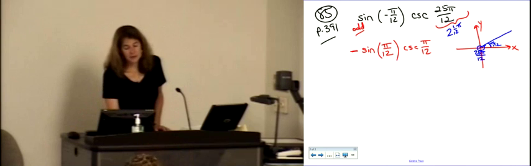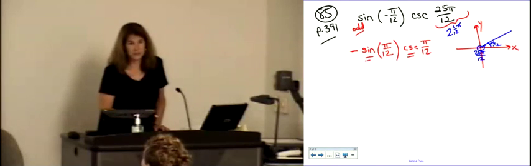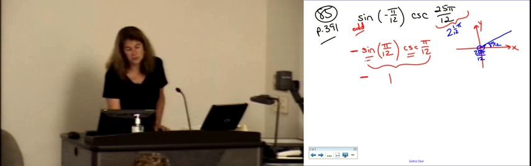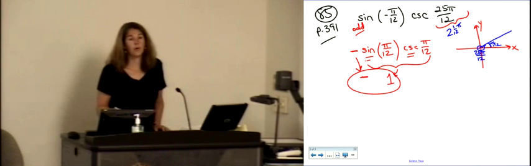Now we have our angles the same. We have a sine times a cosecant. Sine and cosecant are reciprocals of each other. So what do we get here? Yeah, -1, because the reciprocals give us the 1, and the negative just comes down. So we get -1.